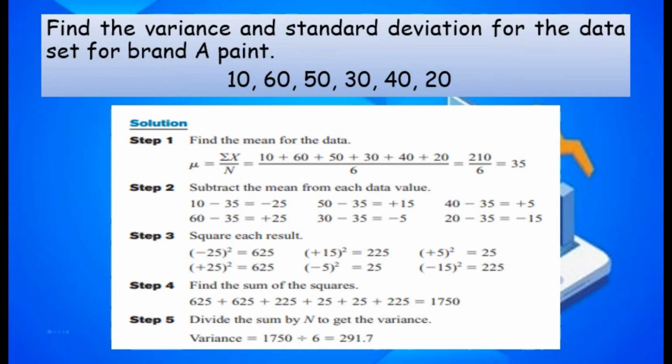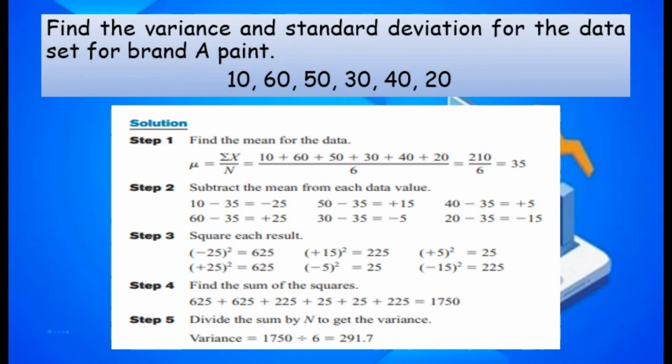The next step is square each result. Negative 25 squared is equal to 625. 25 squared is equal to 625. Positive 15 squared is equal to 225. Negative 5 squared is equal to 25. And positive 5 squared is equal to 25. And negative 15 squared is equal to 225.